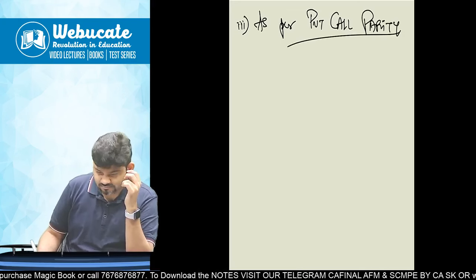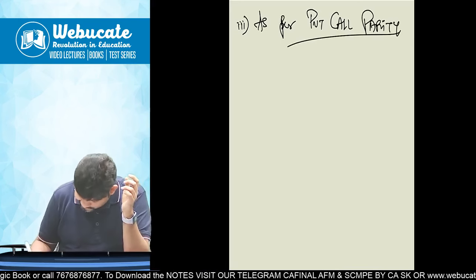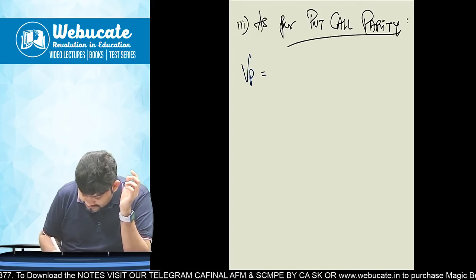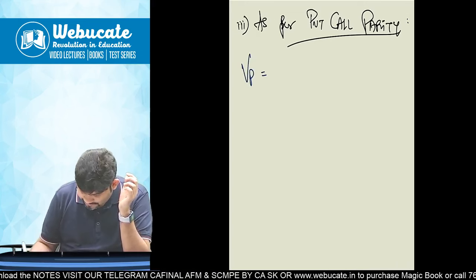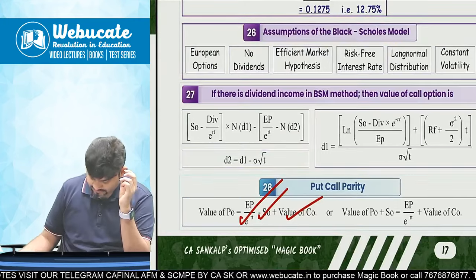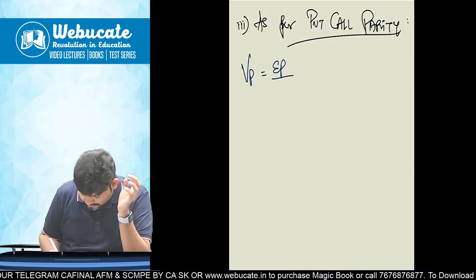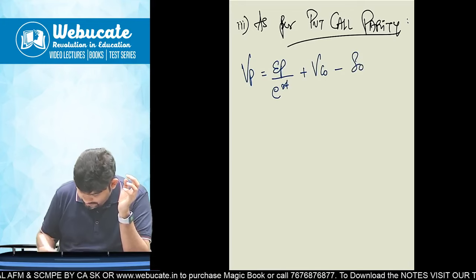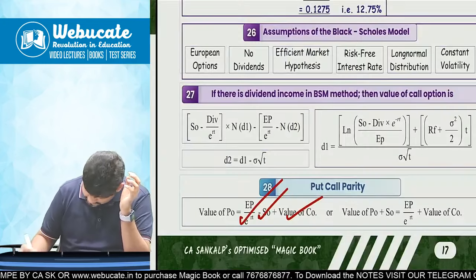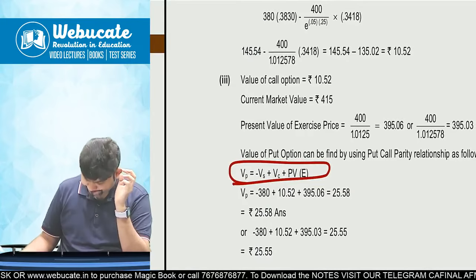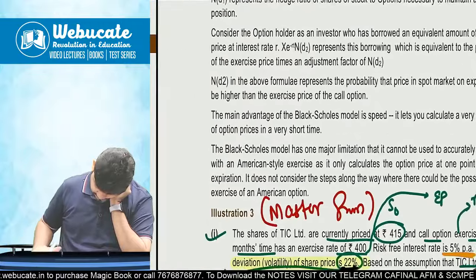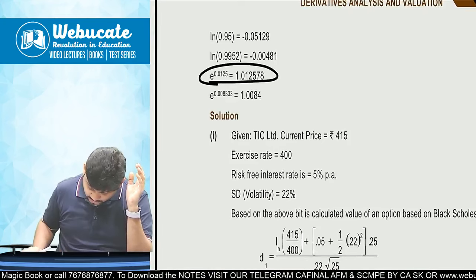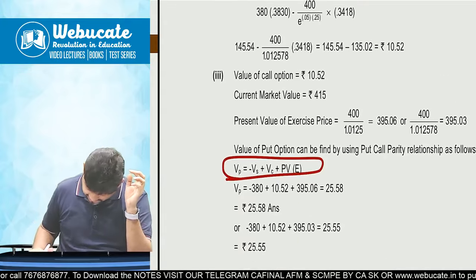As per put-call parity, what will happen? Value of put is equal to exercise price plus value of call option minus spot. What is the exercise price? I think it is given as 415. Sorry, exercise price is 400. E raised to RT is 1.012578, which we have already calculated.